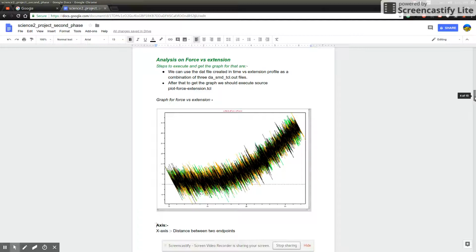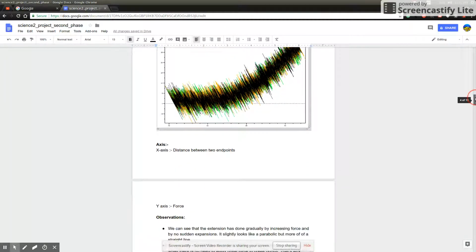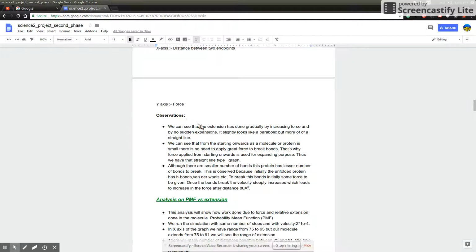My molecule is an easy one, and easy means having fewer bonds. So the observation is that the extension has happened gradually by increasing force and by no sudden expansions. It slightly looks like a parabola, more of a straight line. From the starting onwards, the protein is small, and there is no need to apply great force to break bonds. So the force applied from the start is usually for expanding or unfolding the molecule. Thus, we have that straight line type graph.